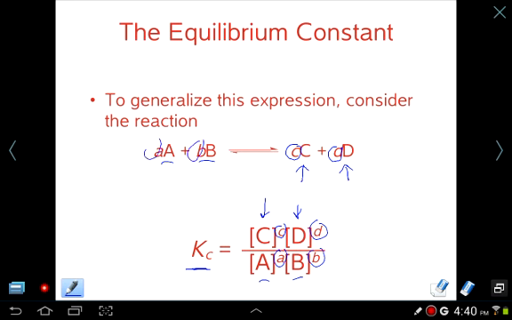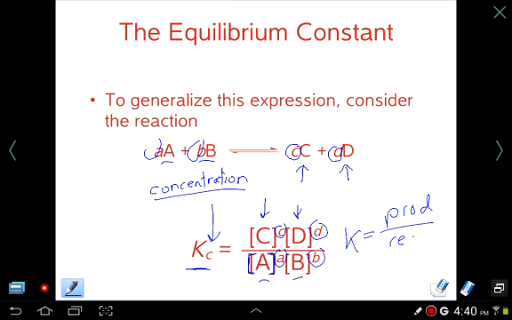So Kc, now this little c actually stands for something. The c refers to concentration. And you can define K in terms of different things, in terms of different quantities. Recall that these brackets mean we have molarity as our concentration. So we can define it in terms of pressure, as we'll see in a minute. But in general, K should be thought of as products over reactants. Products divided by reactants is the idea.